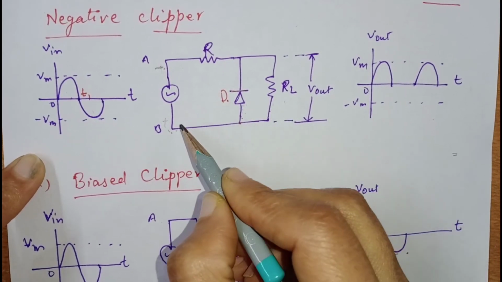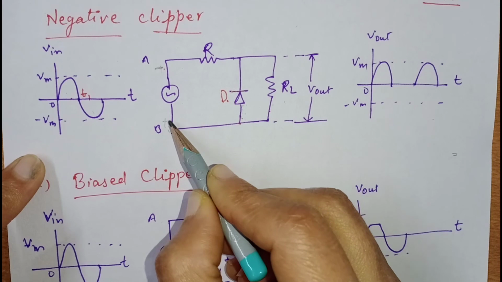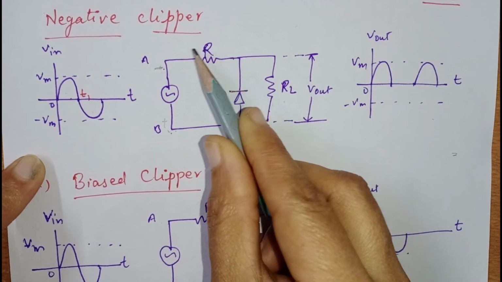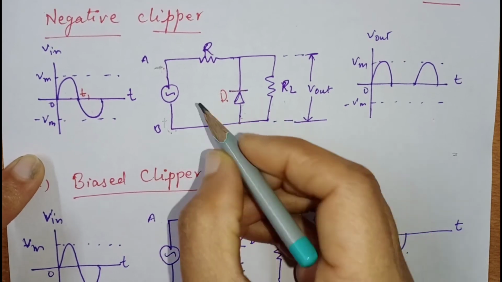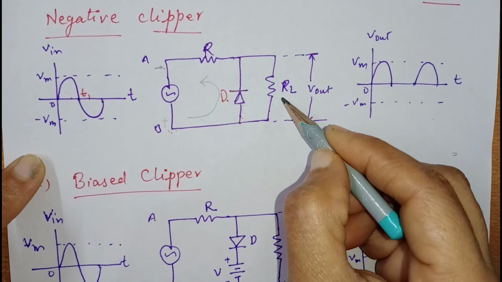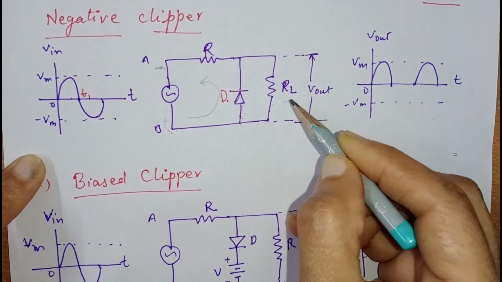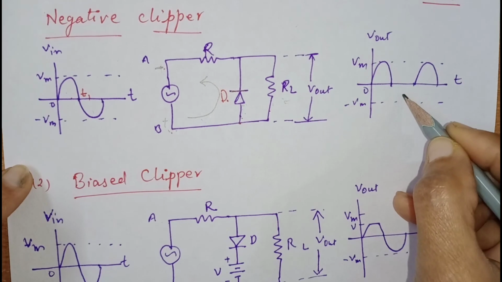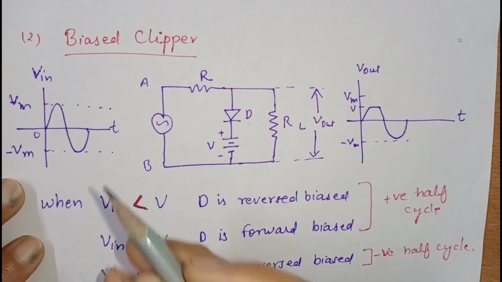Now the direction of the current will be through from B side to the diode and through this R. So the direction of the current will be like this. In this case, there will be no current in this RL, so we will get no output. There will be no output at the output waveform.